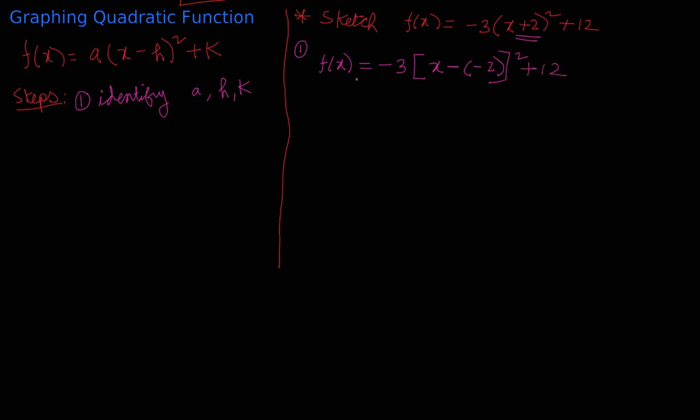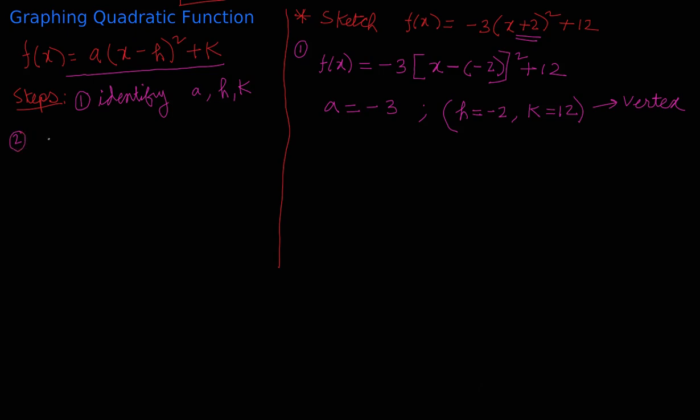Now if I compare this equation with the quadratic equation in standard form, I can write a = -3, h = -2, and k = 12. So essentially my vertex is (-2, 12). So this is my vertex. All right, so this is step number 1.